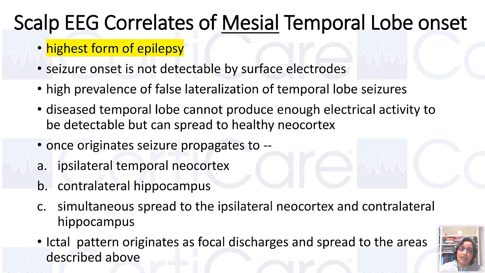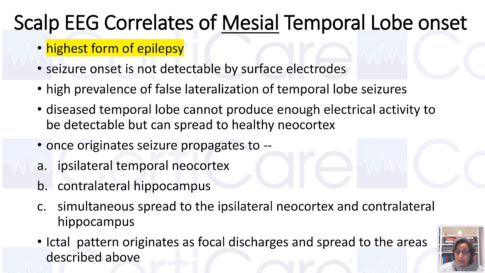Due to this reason, there is high prevalence of false lateralization of the temporal lobe seizures. Now, when the temporal lobe is unhealthy, it cannot produce enough electrical activity, but it can spread to the healthy neocortex. So even if these seizures are coming from the deeper areas of the temporal lobe, they are not being projected correctly since the temporal lobe cortex is unhealthy. So it goes to other areas, the other parts of the neocortex picks it up.